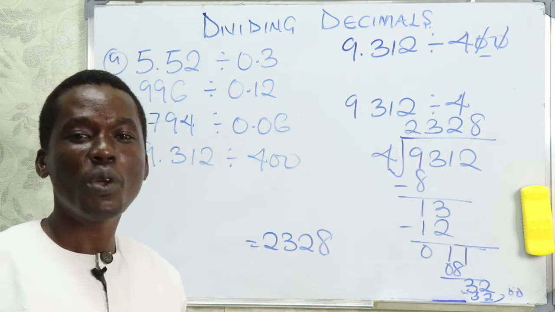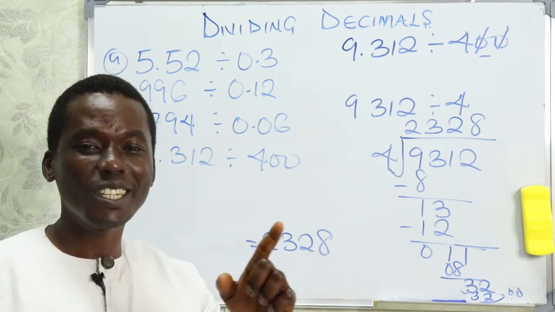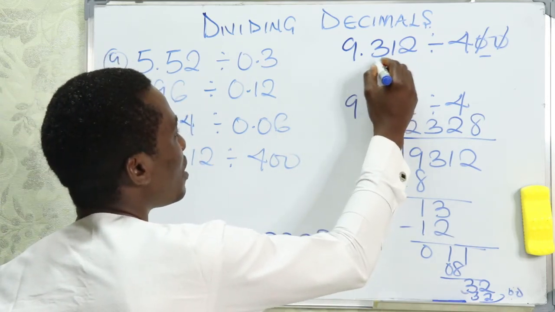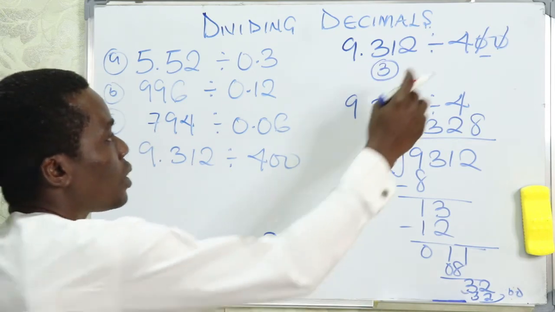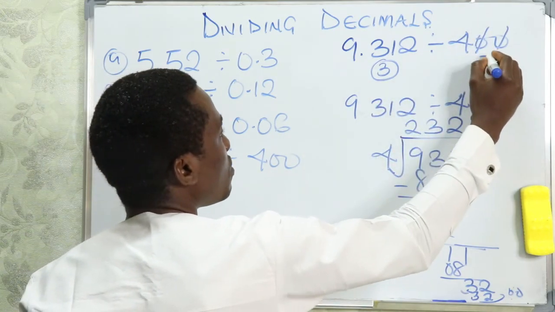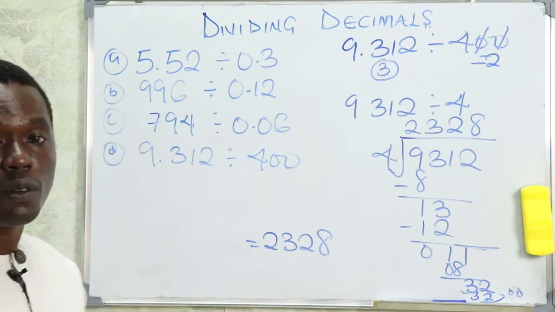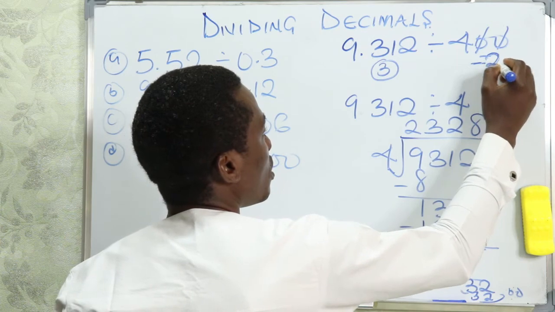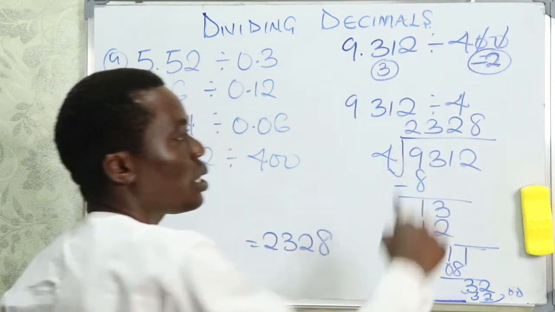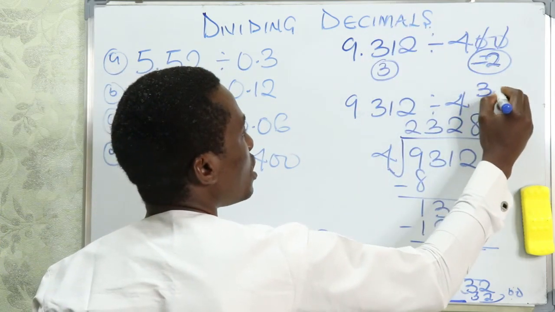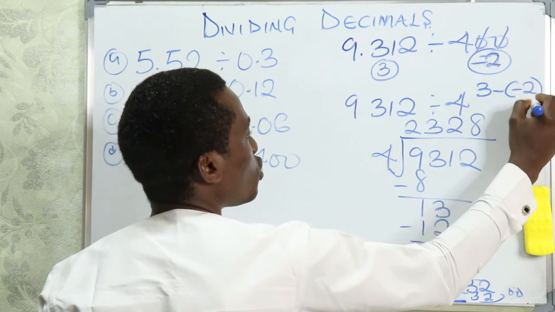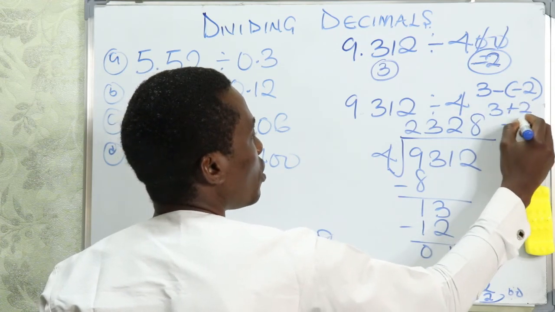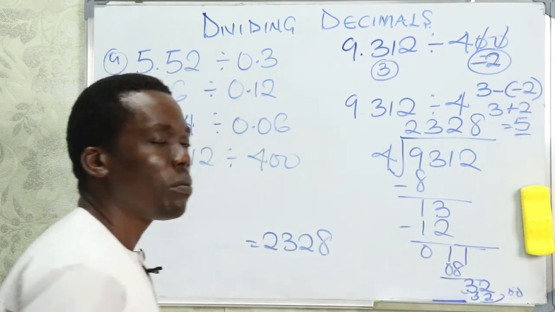So how do we go about the decimal point? Now take note of this. It's going to be very, very interesting. We have 3 numbers here after the decimal point, right? Because we take away the 0, this is going to give us a negative 2. We removed 2 zeros, so this is going to be 3 minus, bracket, minus 2. So this will give you 3 plus 2, which is equal to 5. And it's a positive 5.